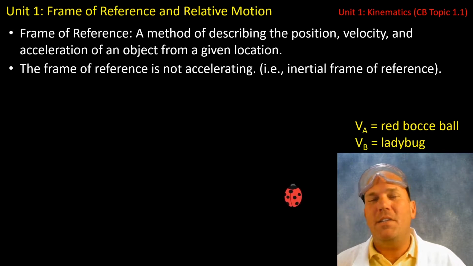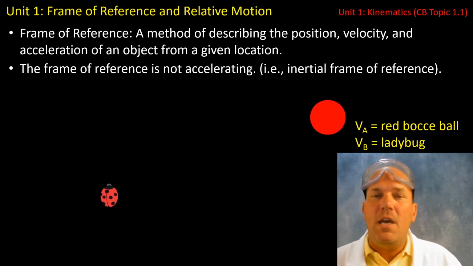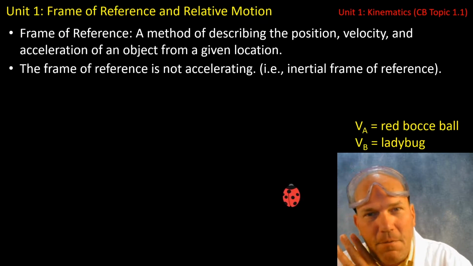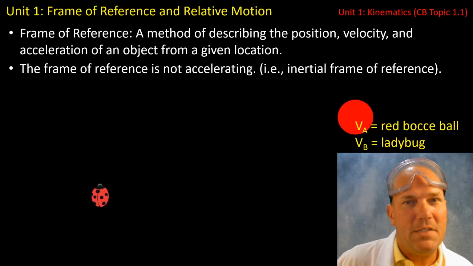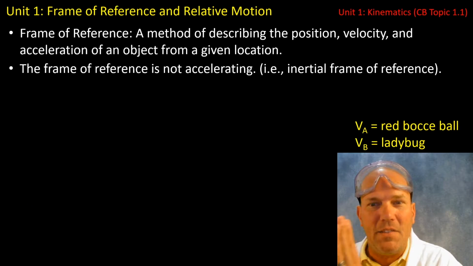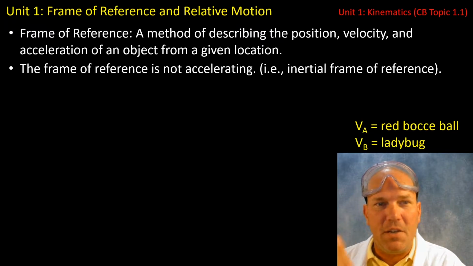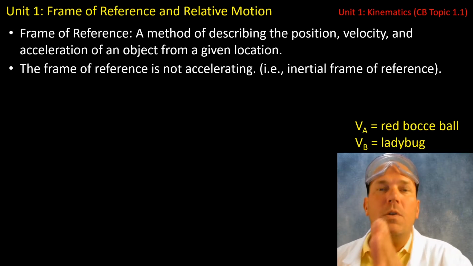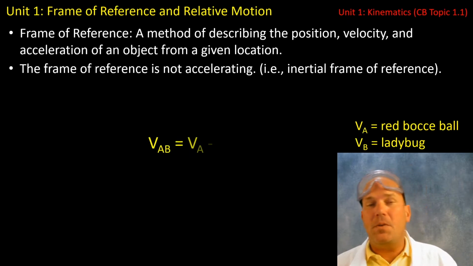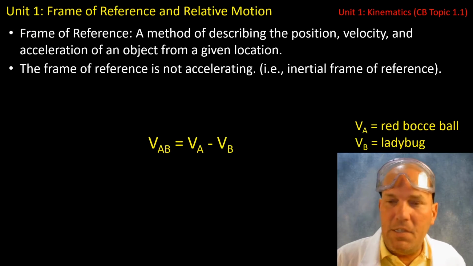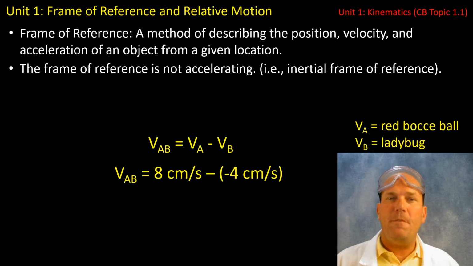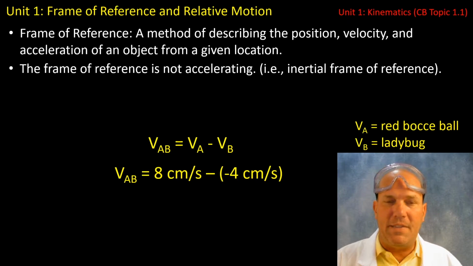Now, let's go ahead and consider this ladybug moving to the left, observing a bocce ball moving to the right. Okay, so the frame of reference moving to the left at a constant speed, bocce ball moving to the right. Okay, the frame of reference again is inertial, which means it's either stationary, as was the last example, or it's moving with a constant velocity, as will be the remaining examples. Okay, so let's use this very easy equation and calculate the velocity of the bocce ball from the reference frame of the ladybug that was moving to the left.